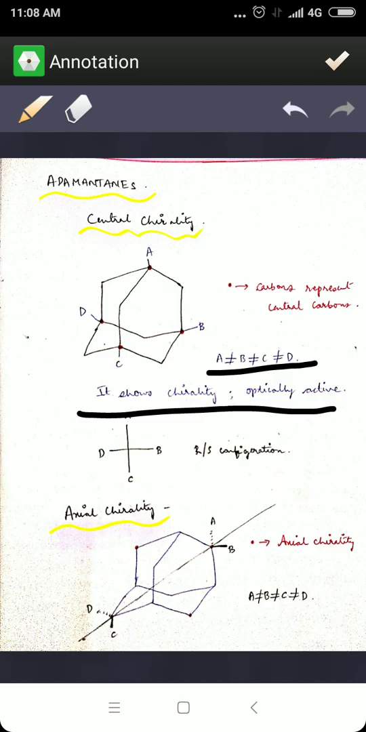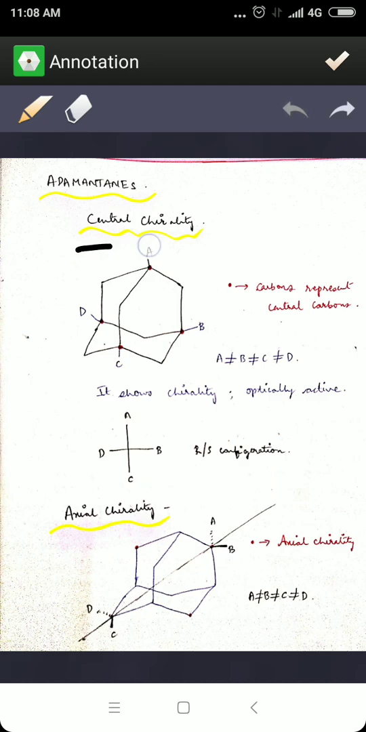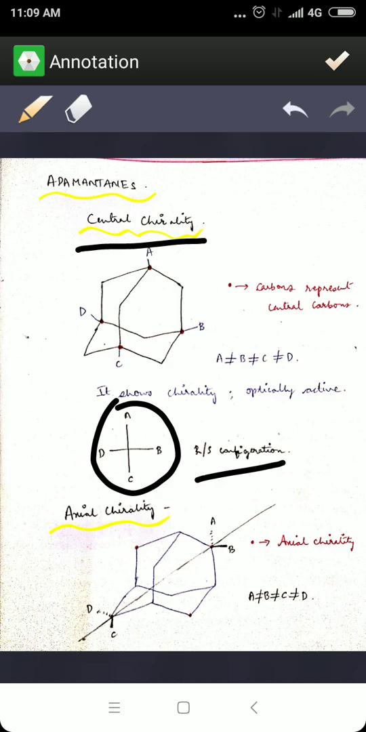Now when it comes to assigning the RS configuration for adamantanes, that is with respect to central chirality, it is very simple. We only have to write down the functional groups as it is. There is no need to do any kind of deviation or any rotation or any changes. We're just going to write down as it is. That is, the positions of A, C, D and B remain as they are, and then you can assign the numbering and determine the RS configuration.